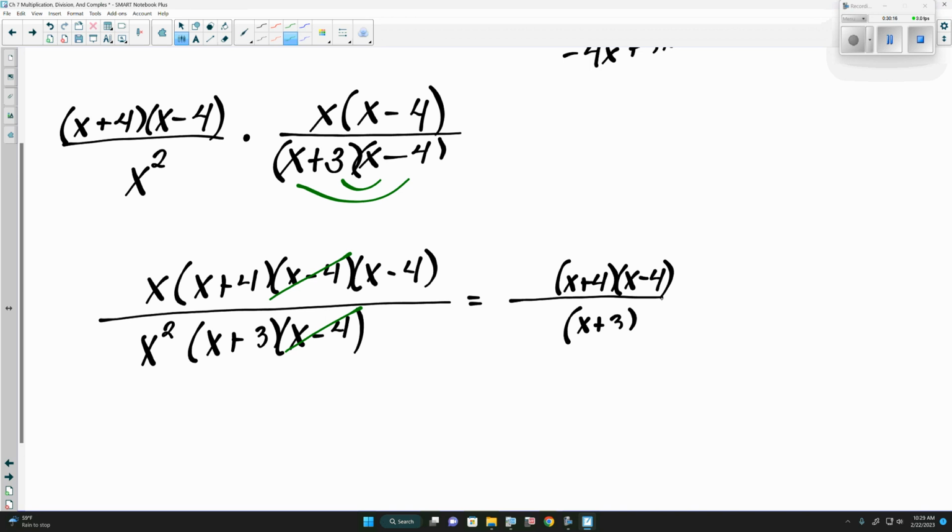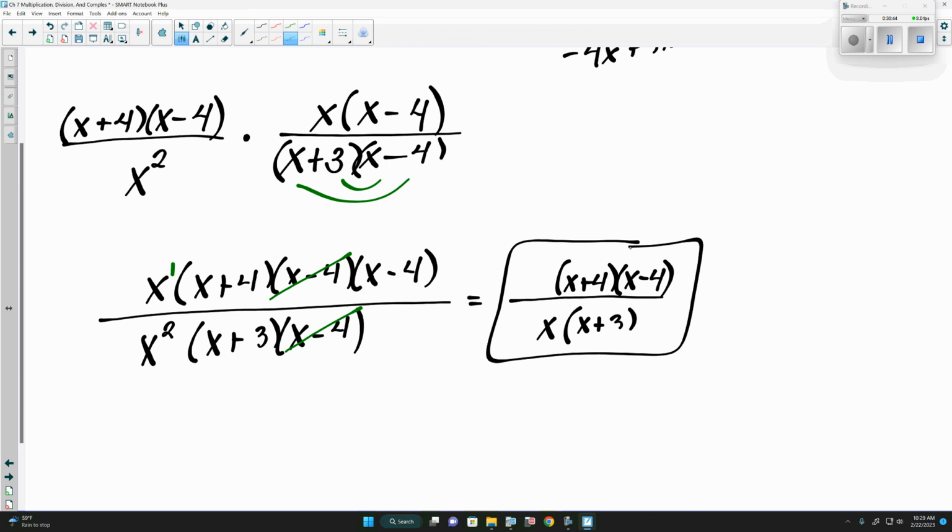Is there anything else in common on top and bottom? X, because we have x on top, we have x squared on bottom, yes? We didn't write it in, but the exponent on top is 1. Whenever we have like bases on top and bottom, we subtract the exponents. So 2 minus 1, is it bigger on top or bigger on bottom? So it stays on bottom. And that's it.